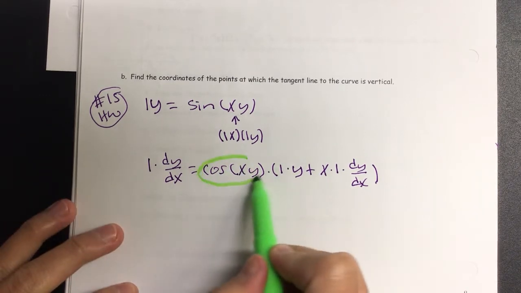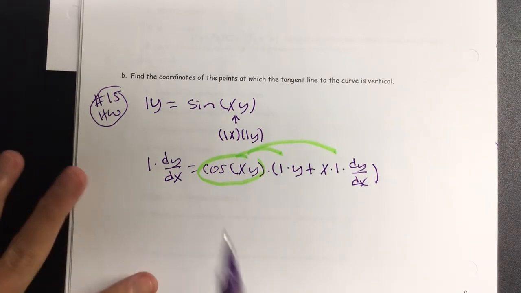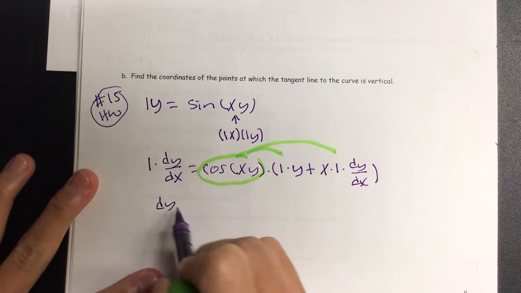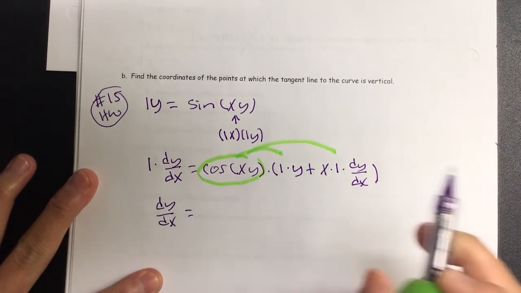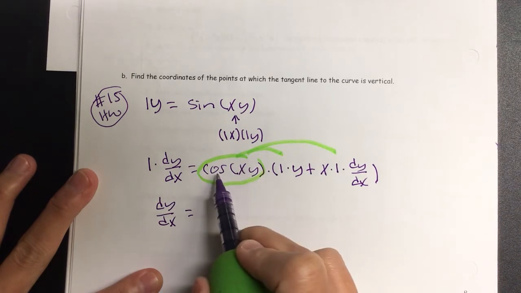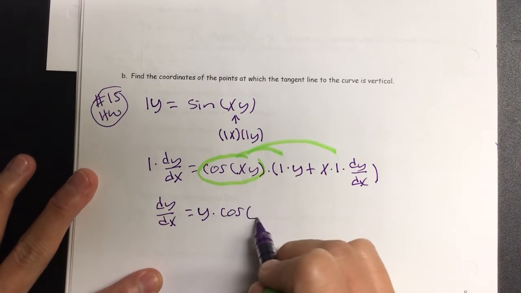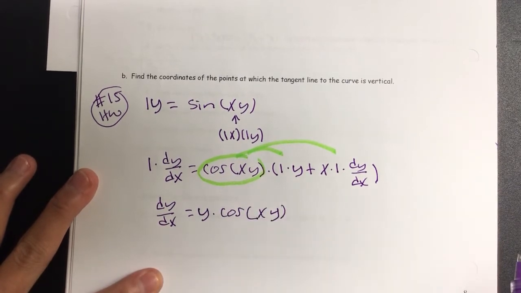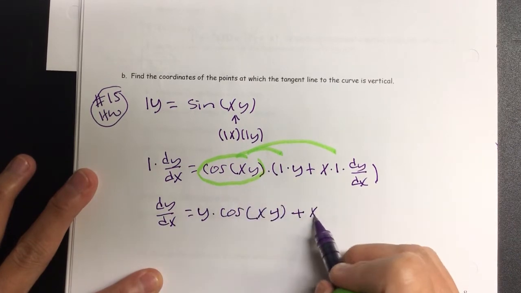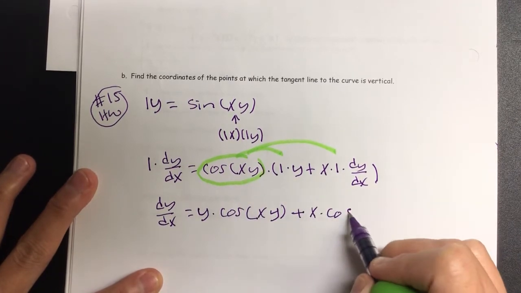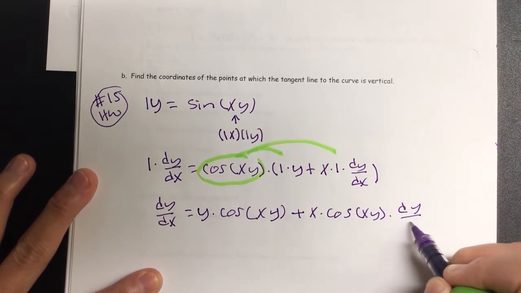And then I want to go ahead and distribute all of the outside with the inside. So we get dy over dx is equal to, when I distribute to this guy, keep in mind that xy is within the cosine. This y is by itself. So I'm going to write out that y first, cosine xy. To my second piece, that x does not go in there. It's going to be the coefficient of the cosine. Cosine xy. Then we have dy over dx.